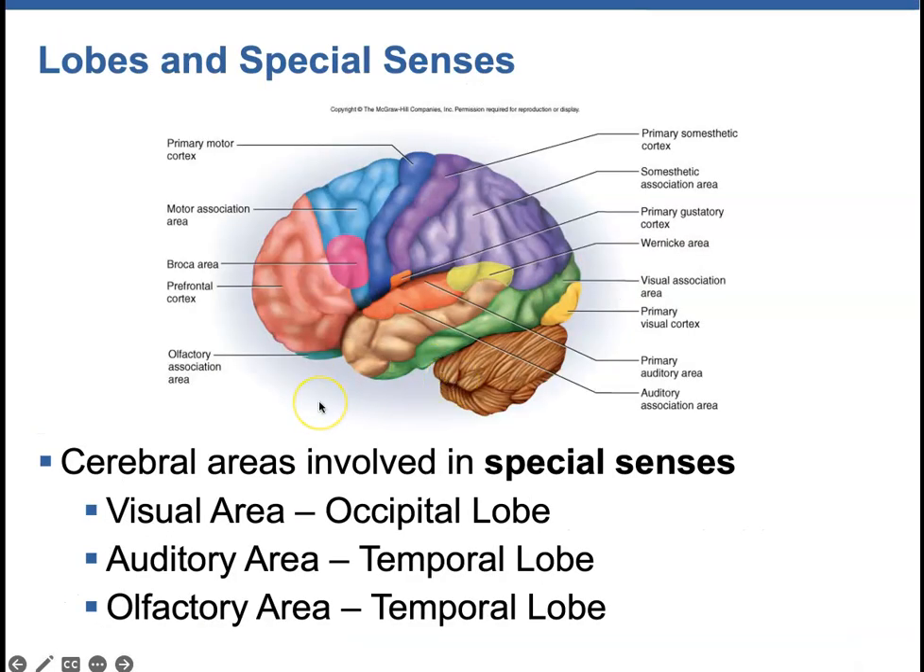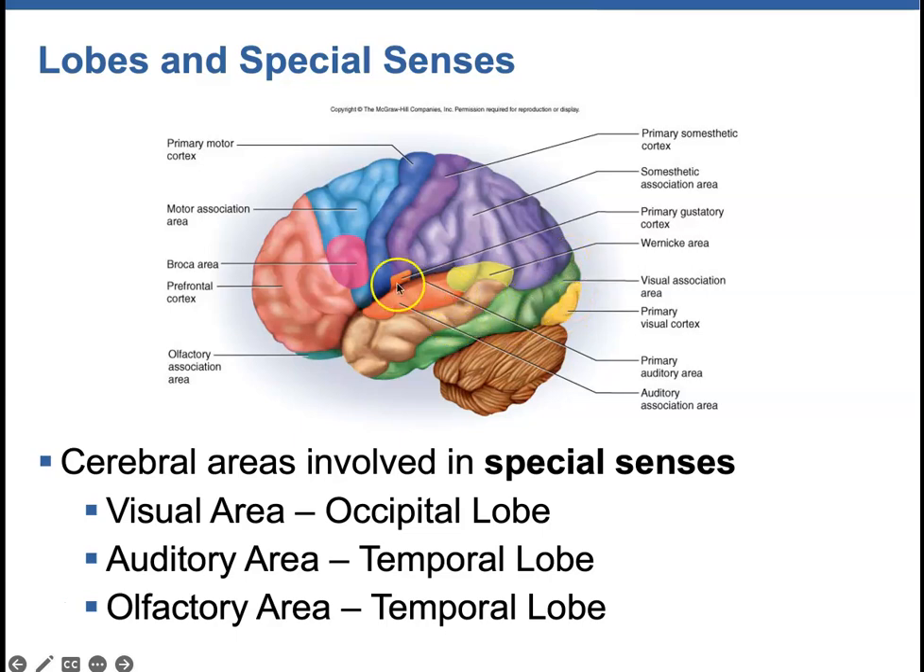Then we have the special senses, so in terms of where they're wrapped up. Here you see a little bit more color to our actual brain within the lobes themselves. And our visual area within the occipital lobe is broken up into the visual association area and then what's called the primary visual cortex. So we see it here and we make sense of it here.